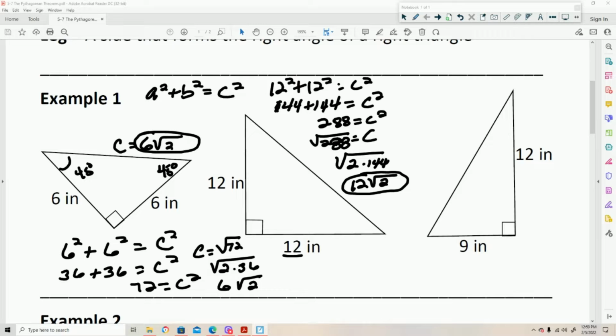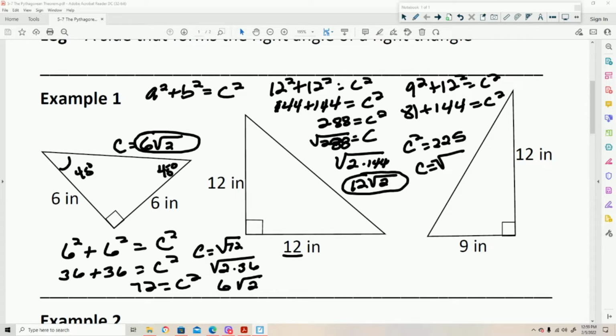Okay, here we have one more. I'm going to say a is 9, so I'm going to do 9 squared plus 12 squared equals c squared. 9 squared is 81, 12 squared is 144, and that is equal to c squared. So we're going to add these together. So we get a 5, 2, and 2. Okay, c squared equals 225. Now, I happen to know 225 is a perfect square, so if I take the square root of 225, remember, it's the positive square root. We don't deal with any negatives here in side lengths. We get 15.